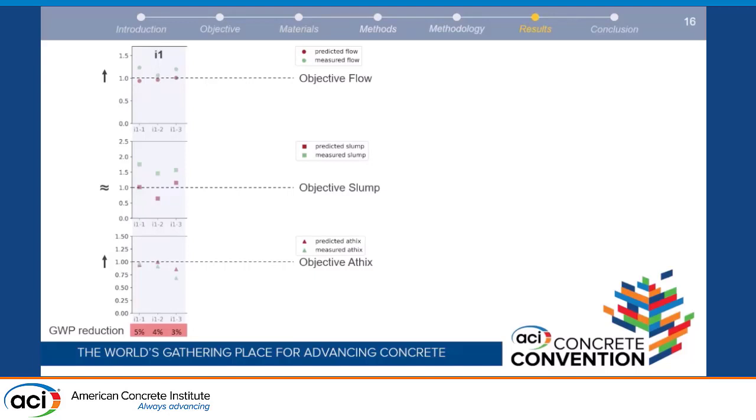So in red, you have the predicted results, and in green, you have the measured experimental results. For the first iteration, you can see that the algorithm kind of captures the mixed design trends, but the errors are still high, especially for the slump. For the second iteration, the algorithm explores unseen experimental regions.